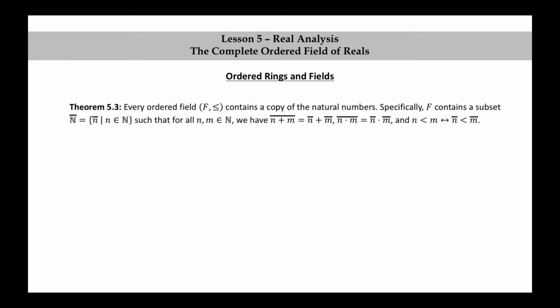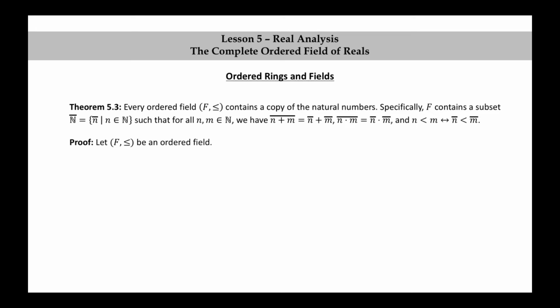Specifically, F contains a subset N bar consisting of the elements little n bar, such that n is in the set of natural numbers, such that for all n and m in N, we have n plus m bar equal to n bar plus m bar, n times m bar is equal to n bar times m bar, and n is less than m if and only if n bar is less than m bar. Let's go ahead and prove this.